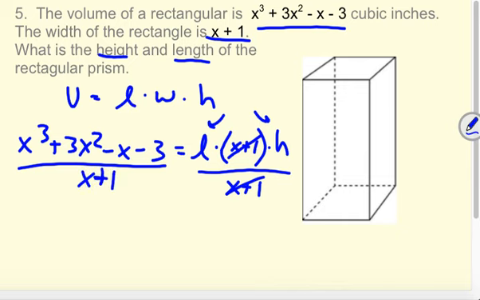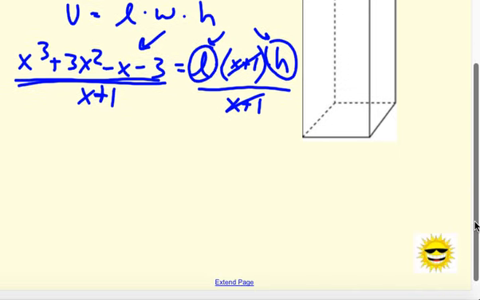And when I divide this x plus 1 into this polynomial, what I'll have left in non-factored form is my length and my height. And when I factor it, I'll have my length and height. So same thing over and over again here. We're dividing by this x plus 1.